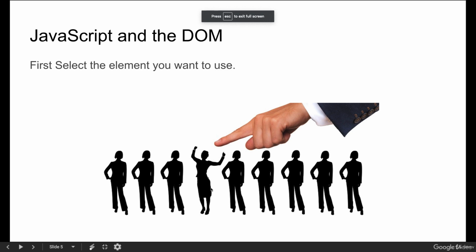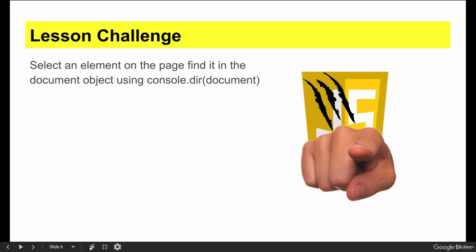There's a lot of great examples of the DOM at the Mozilla Developer Network. And in this lesson, I'm also going to show you a quick way to see the DOM of any web page. So first, you need to select the element that you want to use. And because all of the page elements are contained within the document object, this is the starting place for selecting elements. So that's why we use document, and we're going to be referring to document in every single lesson coming up.